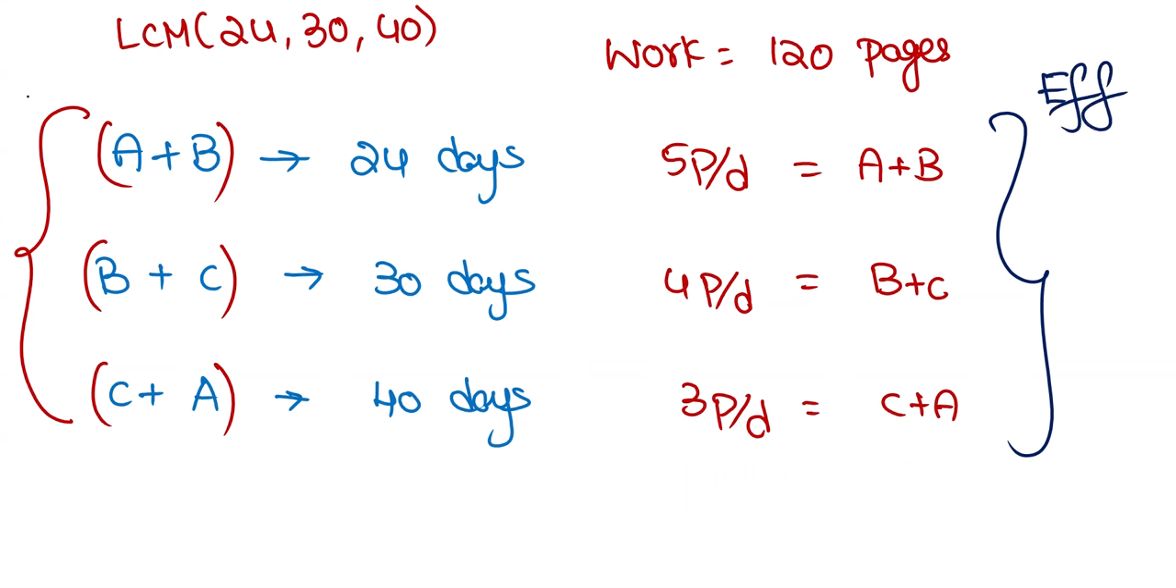This all comes under time. Okay, here work: time is work by efficiency, similar to time is distance by speed. You cannot add the timings directly, but addition and subtraction can be done on efficiency. More people come, more capacity, more power, more efficiency will be there. But when more people are there, it will take less time to complete the work.